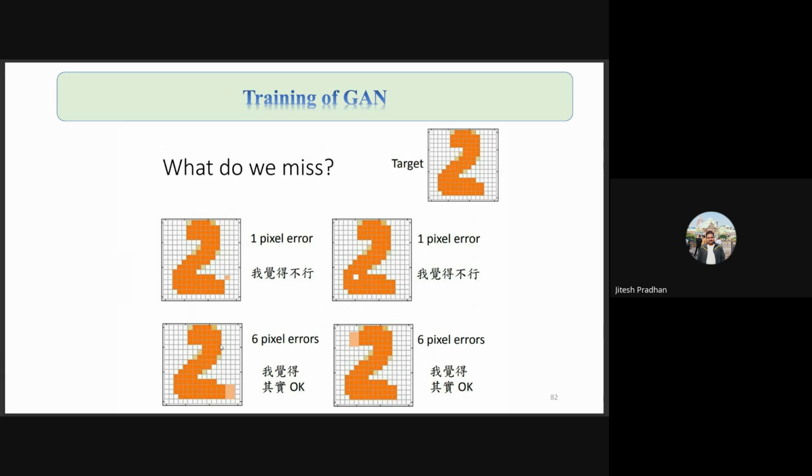We have 6 pixel errors here. Look at these, these are the 6 pixel errors. And we have 6 pixel errors here too. So it will minutely analyze the target as well as the generated images. It will learn to differentiate between these two. What looks real to us, the discriminator will distinguish as a fake. It's the training of a generative adversarial network.